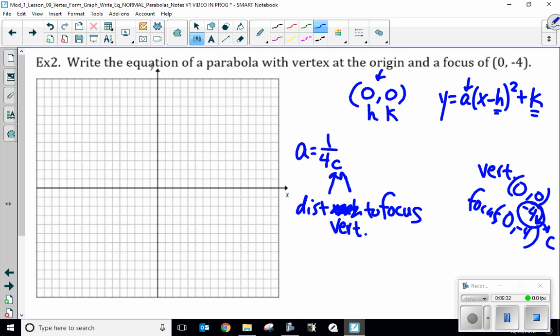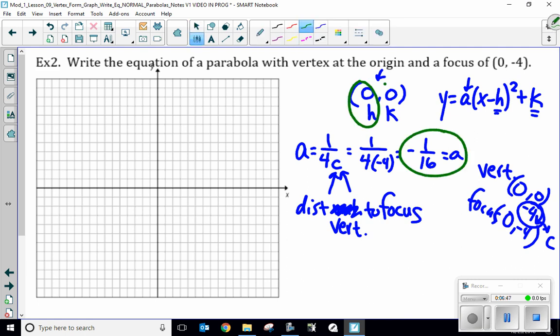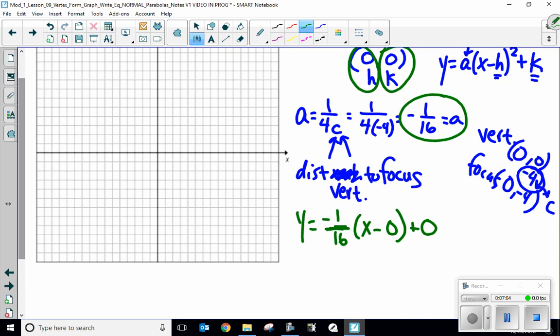So if c is -4, it's 1 over 4 times -4, which is -1/16. That's my a value. I now have everything I need to write my equation: my a, my h, and my k. y equals a, which is -1/16, times x minus my h value, which is 0, plus my k value, which is 0. Now, you could leave it like that, but since we're decent at what we do, that should be squared. I'm going to say y equals -1/16 x squared. That's it.